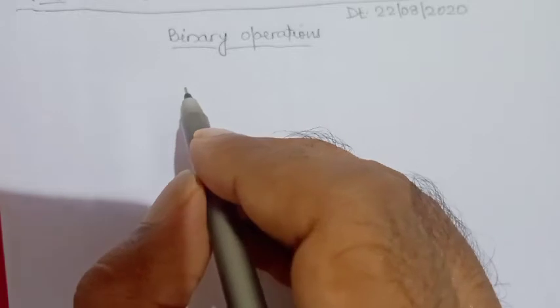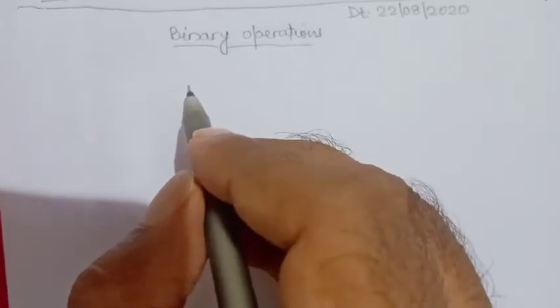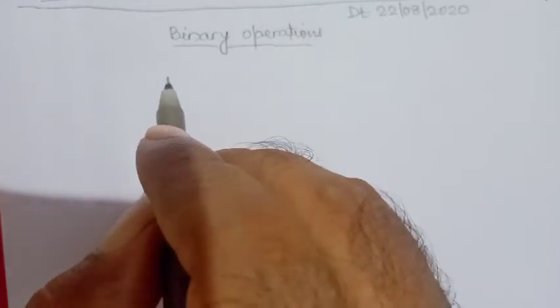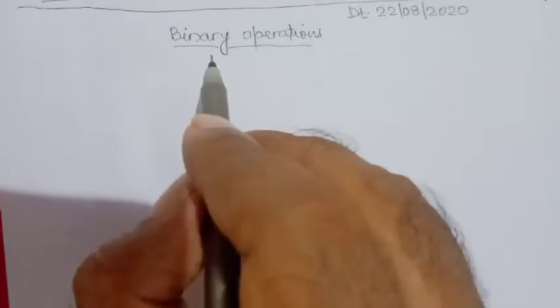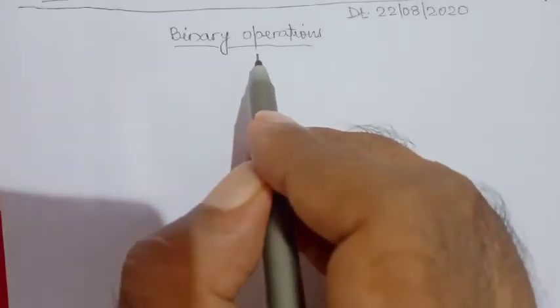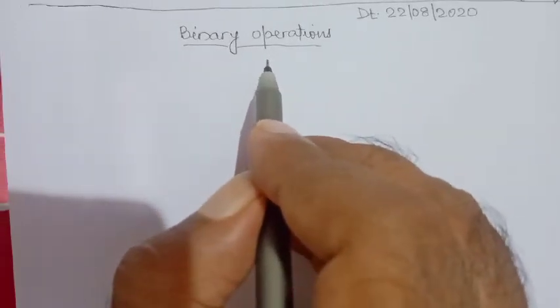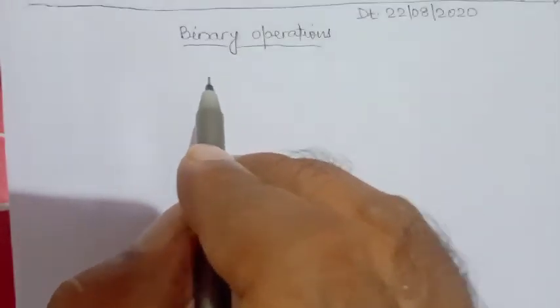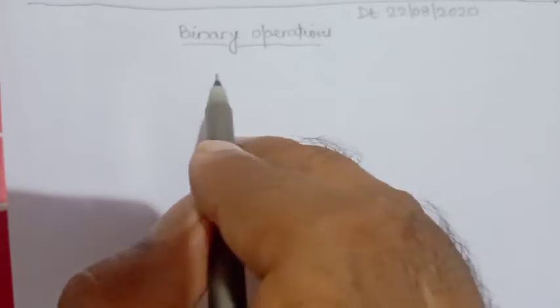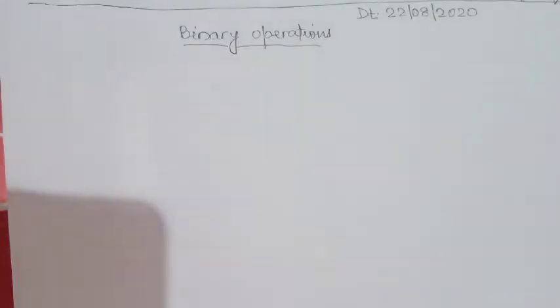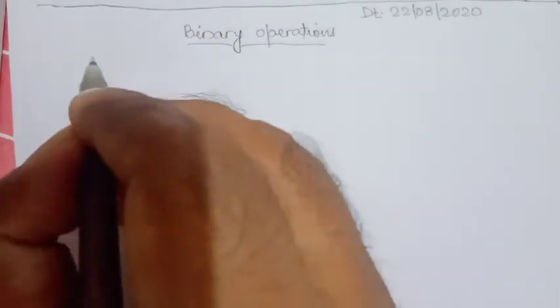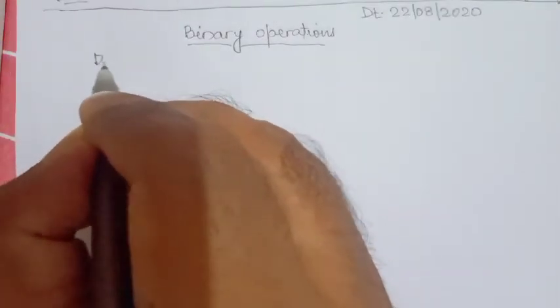Students, after the revision of relation and function and inverse trigonometry, today we shall revise binary operation. This chapter, this topic is also included in the current batch. It is not deleted, so just revise it. First of all, see what is binary operation.